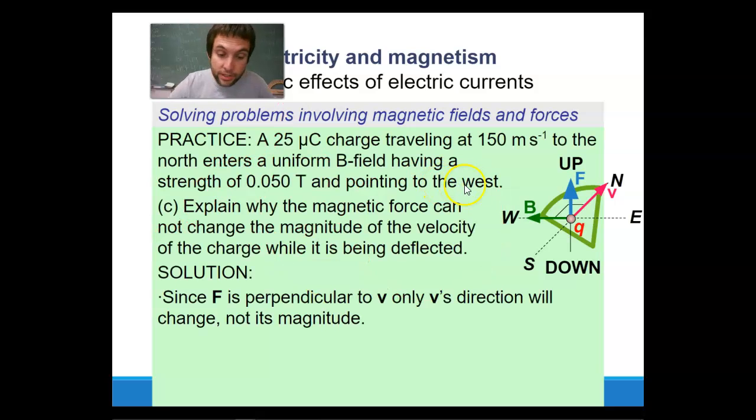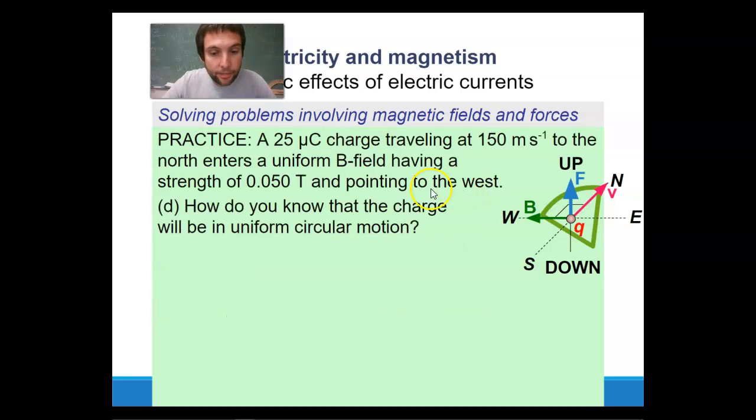So now on to part D. How do you know that the charge is going to be in uniform circular motion? Well, it's because the force is perpendicular to the velocity. So that means your acceleration is perpendicular to the velocity. That means you're dealing with a centripetal acceleration, therefore a centripetal force. If it were tangential, it would be parallel, in the same direction. You'd be dealing with theta 0, sine of 0.